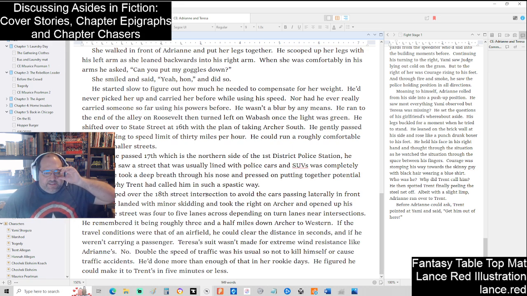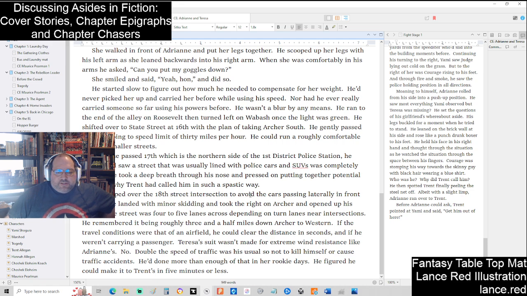He jumped over the 18th Street intersection to avoid the cars passing laterally in front of him. When he passed the 17th, which is the northern side of the 1st District Police Station, he turned and saw a street that was usually lined with police cars and SUVs was completely vacant. He took a deep breath through his nose and pressed on, putting together potential pieces of why Trent had called him in such a spastic way.